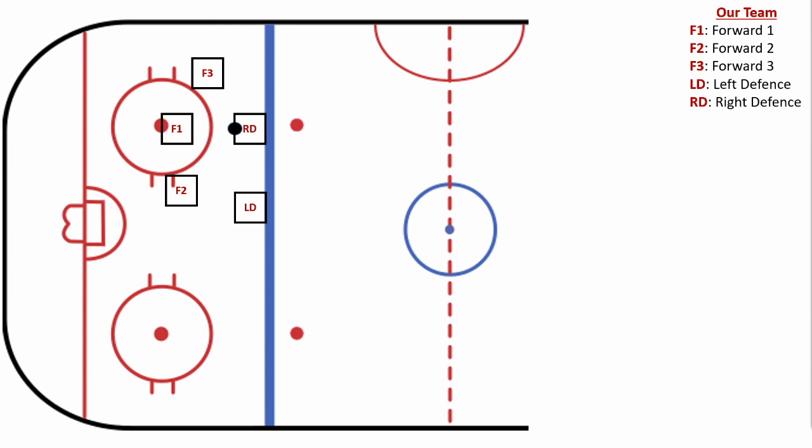So when the center wins the face-off, there's 3 options that I'm going to go over. The first one, as you just saw, is winning it back to that right defenseman. This allows the right D to pass across to the left D, who's in the high slot for a nice shot.